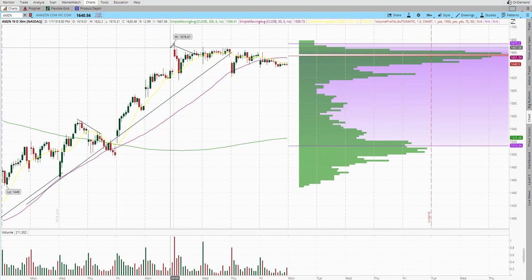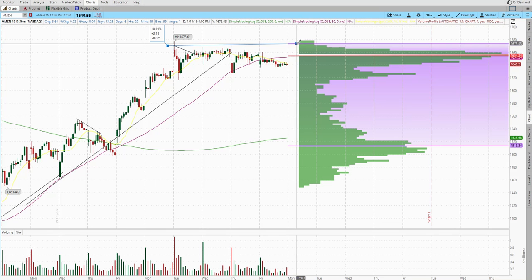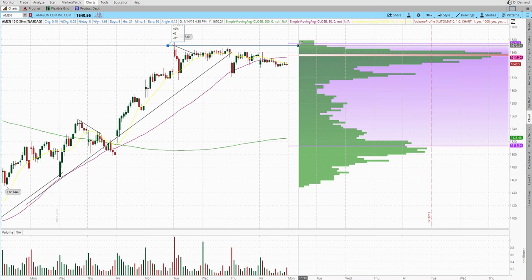But as of Tuesday, it gapped up over 1670, made a high of 1676. I'll just draw this line right here. Made a high of 1676, but could not hold that, not even for half an hour, and finished at its lows at around 1652. So I began to take notice of this over the course of Tuesday and Wednesday.